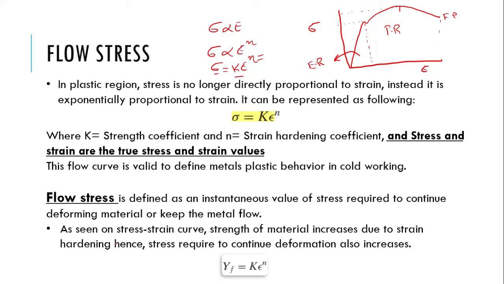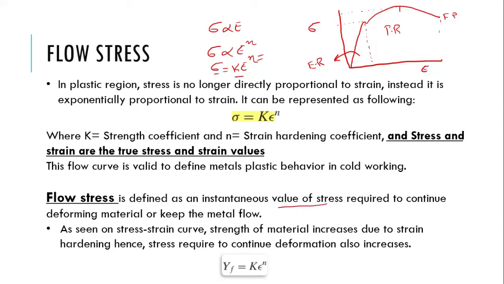Now, what is flow stress itself? As we know, we define the engineering stress as the force per unit original area. We define the true stress as force per unit instantaneous area of the material. But what is the flow stress? It is defined as the instantaneous value of stress. Why is that so? Because we are considering the true stress. So it's the instantaneous value of stress required to continue the deformation of the material.